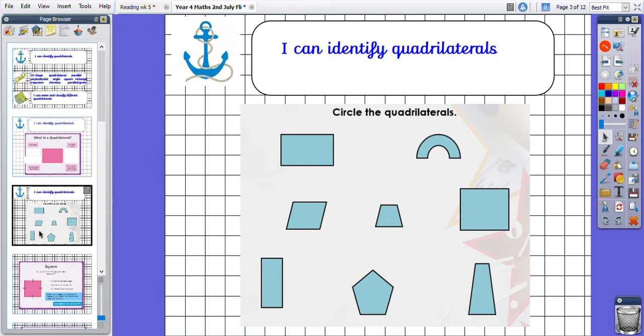Okay, so continuing with our anchor task. Now we have reminded ourselves what a quadrilateral is. Can you now circle all the quadrilaterals on your sheet? So thinking about what a quadrilateral is and identifying them from these shapes. Pause the video and complete this now.